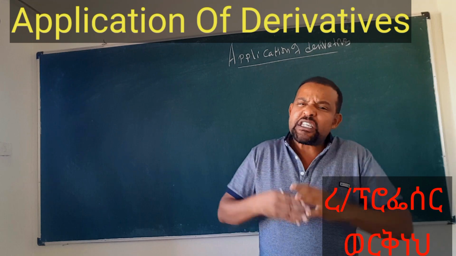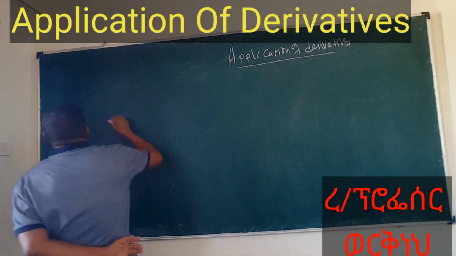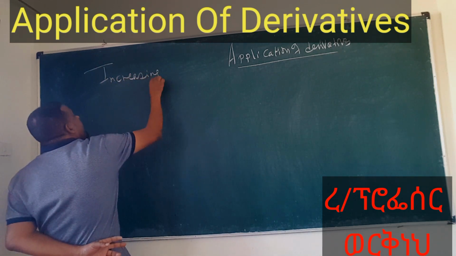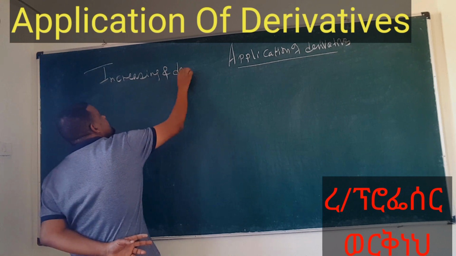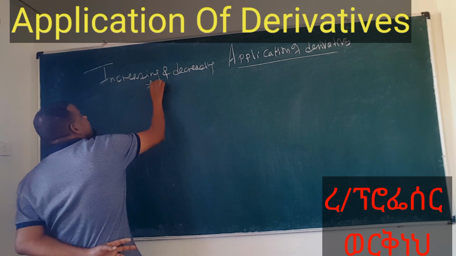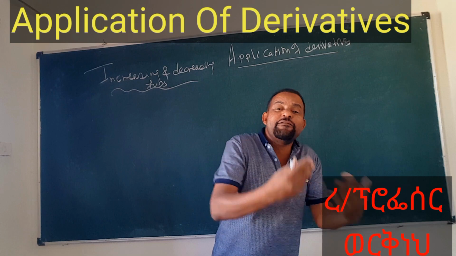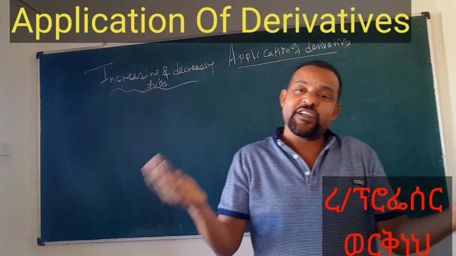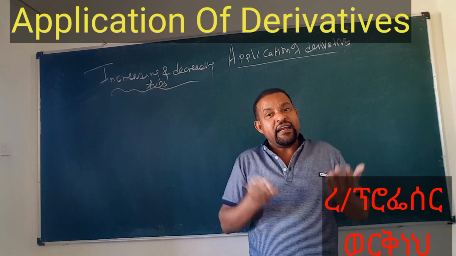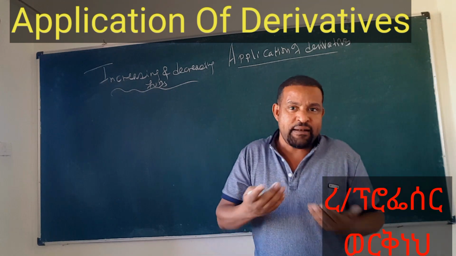First, let's see what we mean by increasing and decreasing functions. Increasing and decreasing functions. That means it is possible to identify where the given function is increasing and where the given function is decreasing based on differentiation. Using differentiation we can determine that a function increases at this place and decreases at this place.